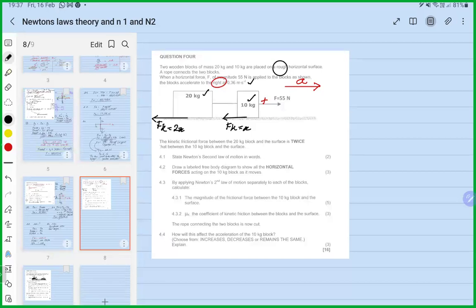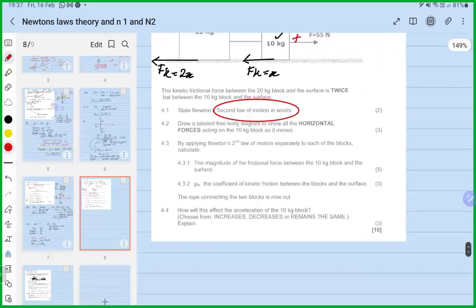State Newton's second law of motion. So here, we're not going to be using Newton's first law because we're definitely going to have an acceleration here because it's given to us, which means we're going to have a net force applied on each mass. This examiner was very specific. It says draw a labeled free body diagram showing the horizontal forces acting on the 10 kilogram block as it moves.